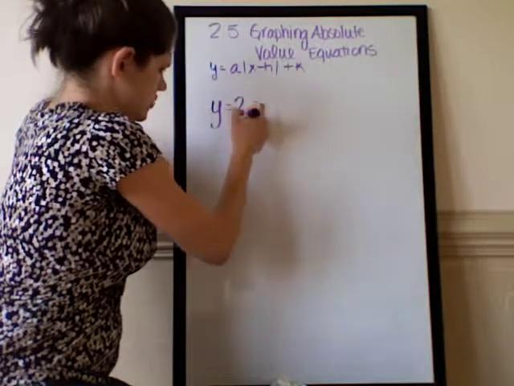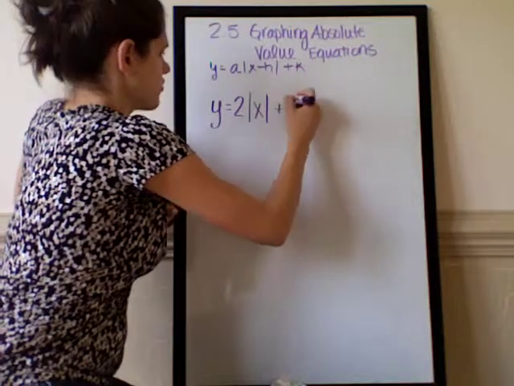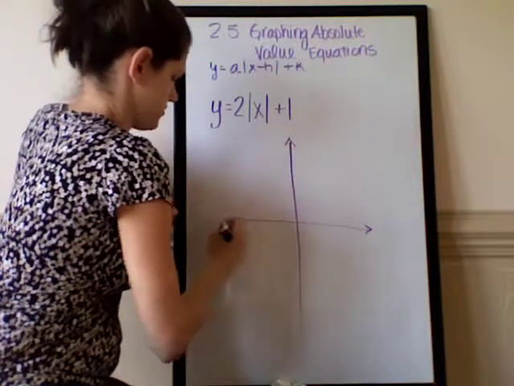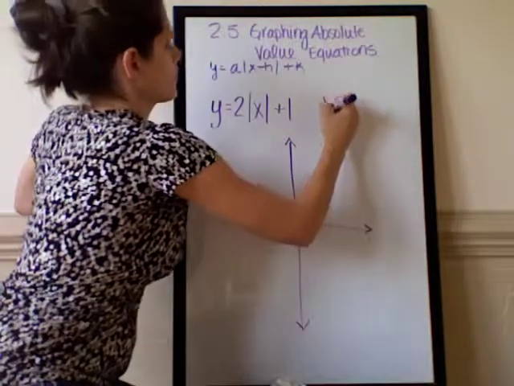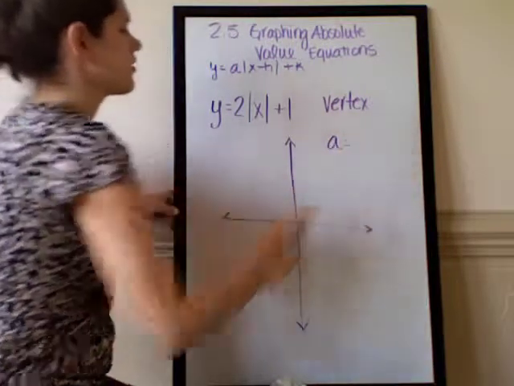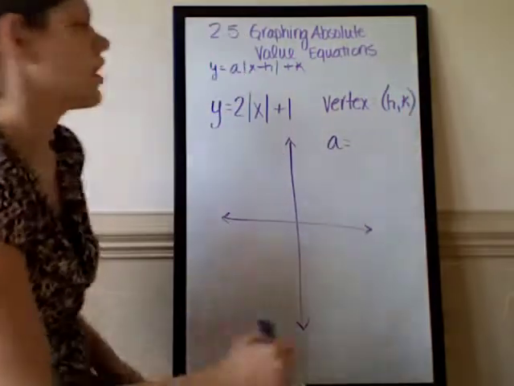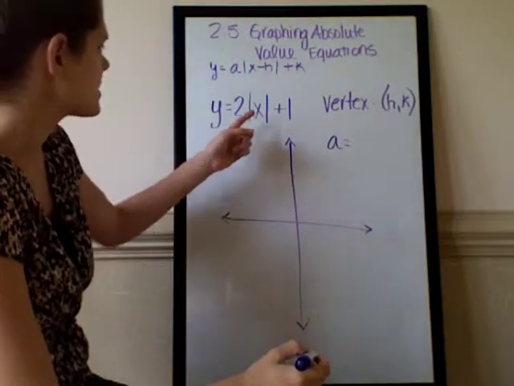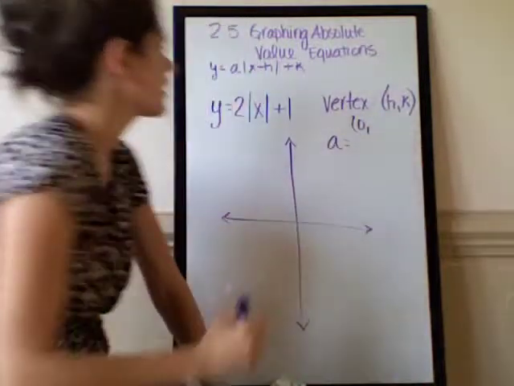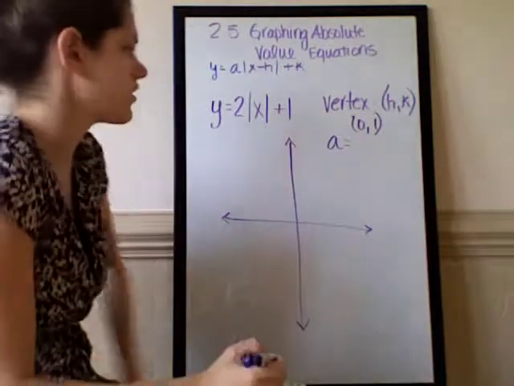Y equals 2 absolute value of x plus 1. Alright, vertex, HK again. What is my H in this one? H is what's inside of the absolute value, which there's nothing there, so again, 0. And the K is what's on the outside, which again is 1. So they're the same vertex.